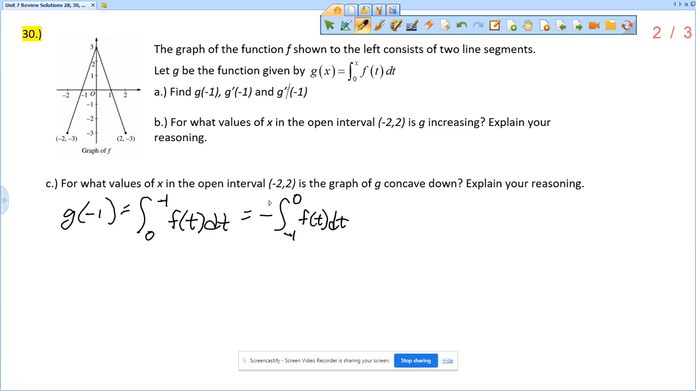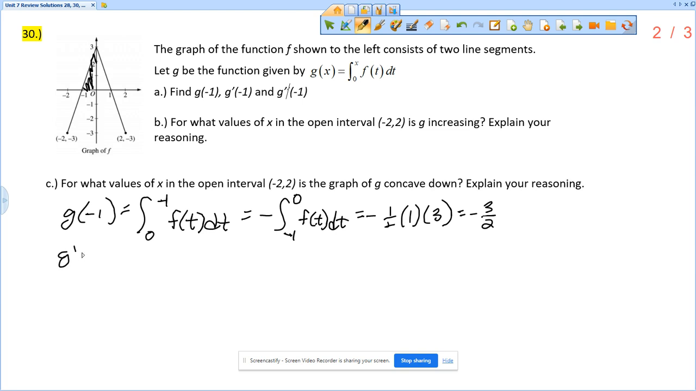If I look, I am looking for this area from -1 to 0. The area would be a triangle, so 1/2 the base, which is 1, times the height, which is 3. So half of 1 times 3. So that would be -3/2 is g of -1.